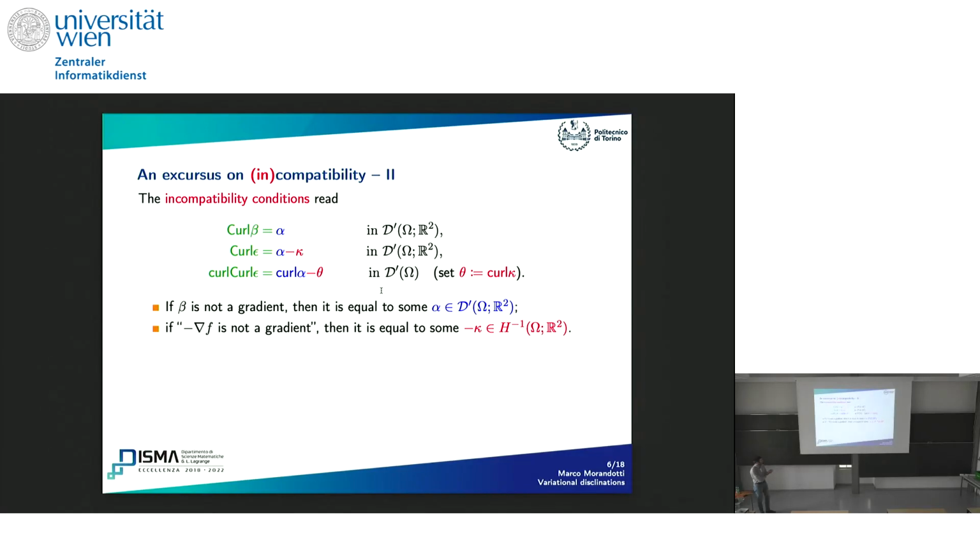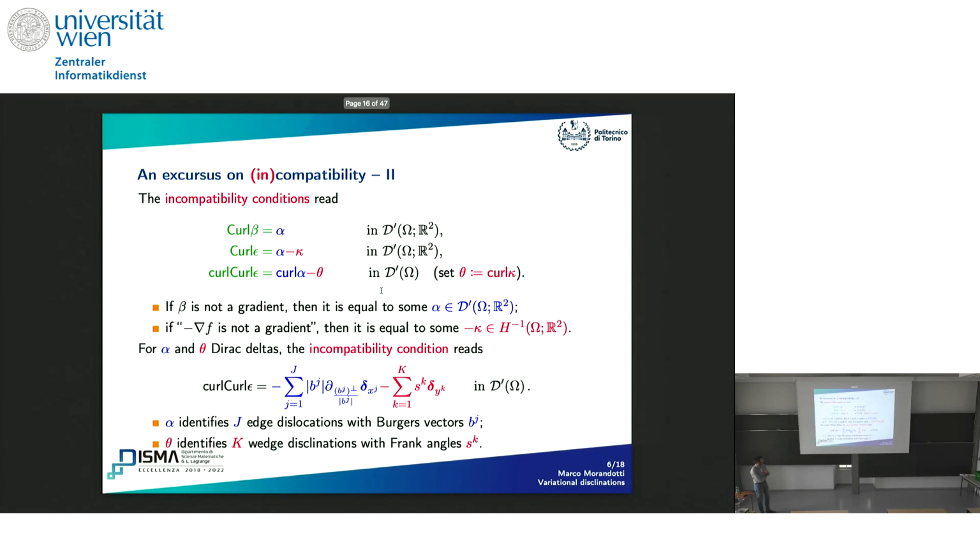Kappa, whose curl we can call theta, right? And I highlight these two things written in this way because now if you consider, as we do actually here, alpha and theta only Dirac masses, so basically a finite combination of deltas placed somewhere conveniently, then this is the incompatibility condition that is suitable to place on your minimization problem to keep track of the defects.